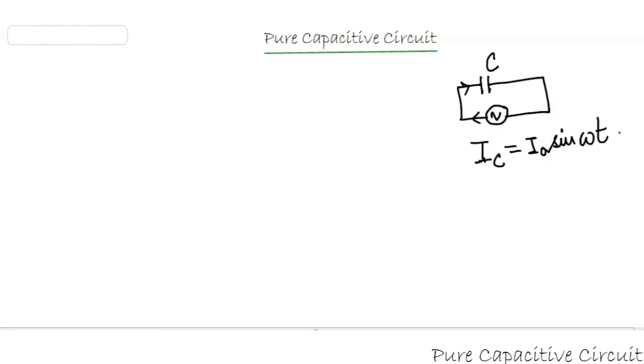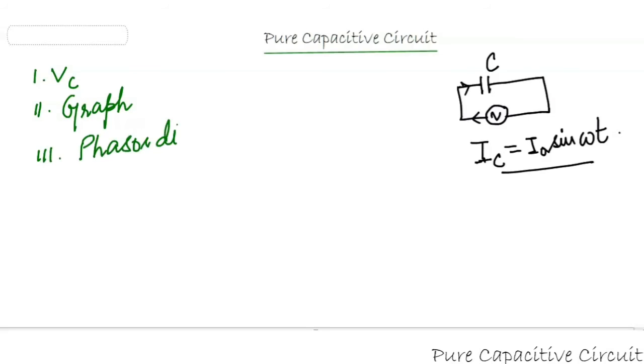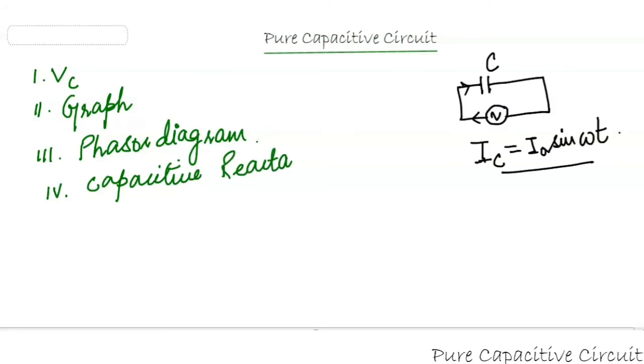Now, first thing, again, we need to find the value of V_C. Second is the graph, and third is the phasor diagram, and a new term, that is capacitive reactance. So let's find V_C first.